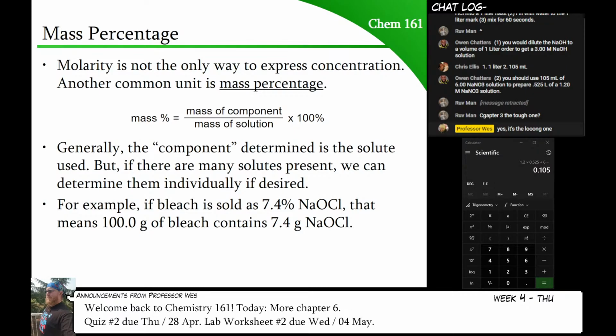An example that I came up with when I was writing these slides was that if you buy sodium hypochlorite solution, also known as bleach, the formula on the bottle says that it is 7.4% by mass. And so what that means is that if you pour out some bleach into a beaker, and the amount that you pour has a mass of 100 grams, in that 100 grams, you'll have 7.4 grams of the active ingredient of bleach, sodium hypochlorite.